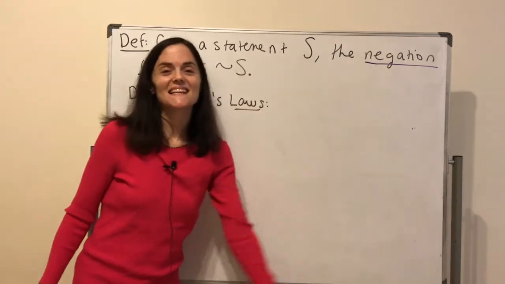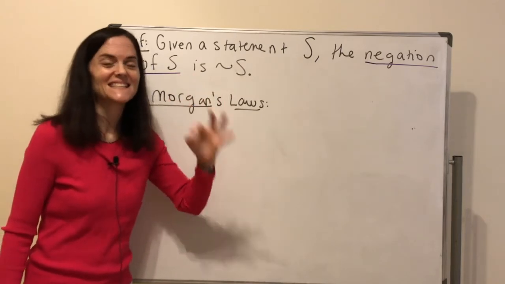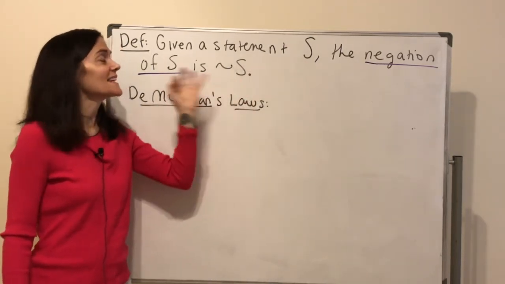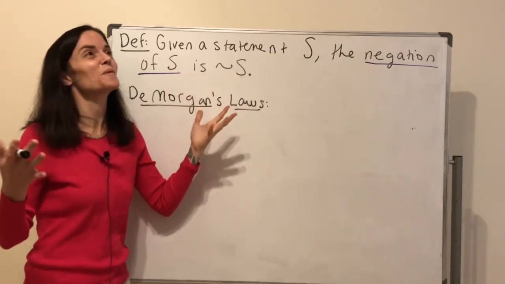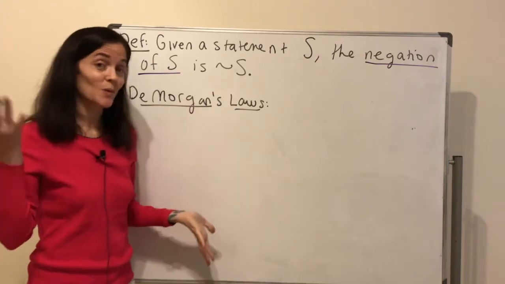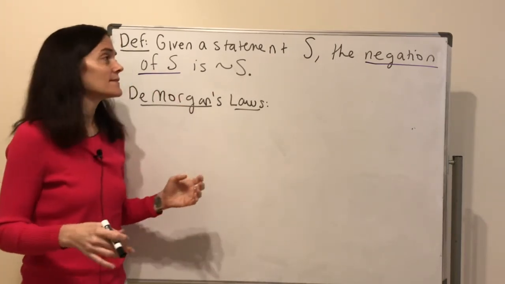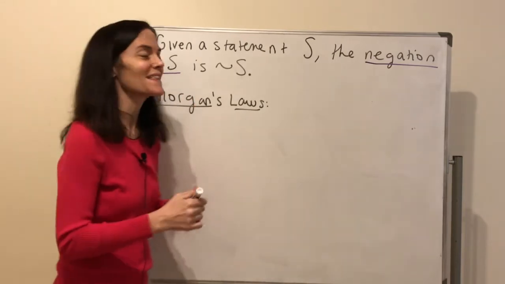Today's lesson is about negations, and this is something I have definitely mentioned in our videos. So given a statement S, the negation of S is not S. This came up when we were doing truth tables and logical equivalence, for example. And we have seen a little bit about negations in De Morgan's laws. So let me write these.